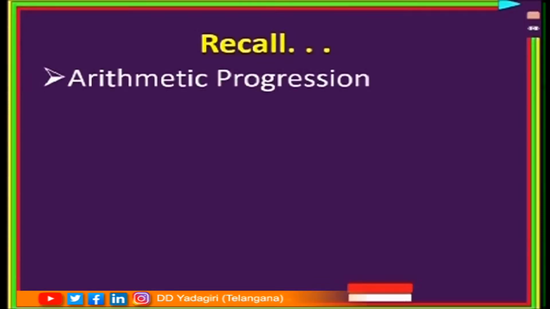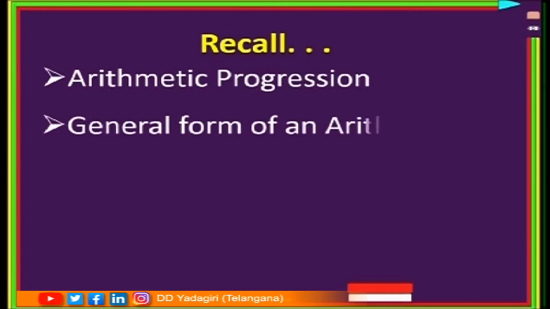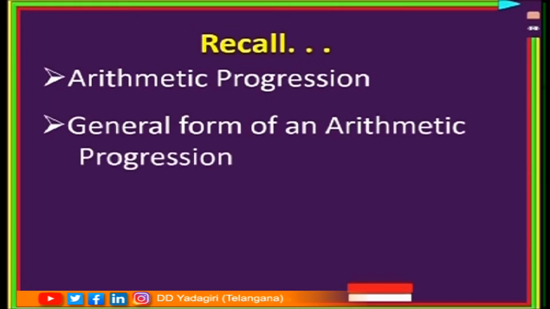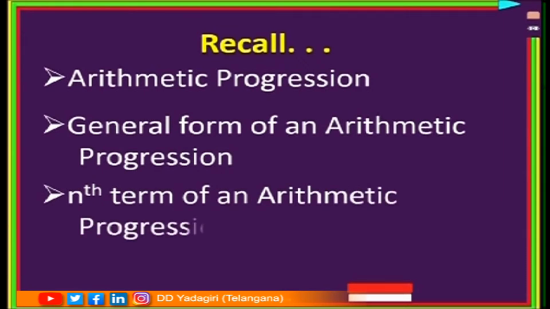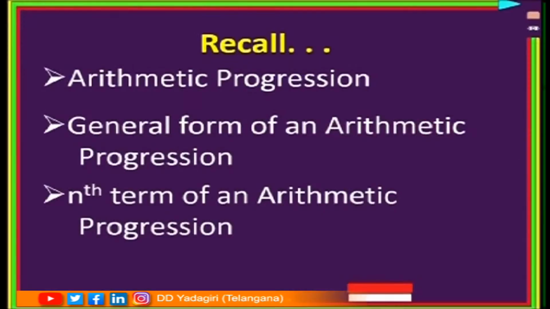In the previous session we have learnt about what is arithmetic progression, what is the general term of an arithmetic progression and what is nth term of an arithmetic progression. So the general form of arithmetic progression is a, a plus d, a plus 2d, a plus 3d, and so on. Now what is nth term of arithmetic progression? That is an is equal to a plus n minus 1 into d.